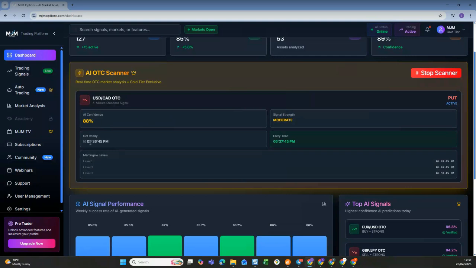The next thing you see here is the get ready time. This is when the AI scans for the signal and delivers it to you. Then there is the entry time. This entry time is when you are supposed to execute the signal. And there you have the martingale levels. These are recovery levels for this entry time. So always make sure that you are active to know if this entry time finished above or below.